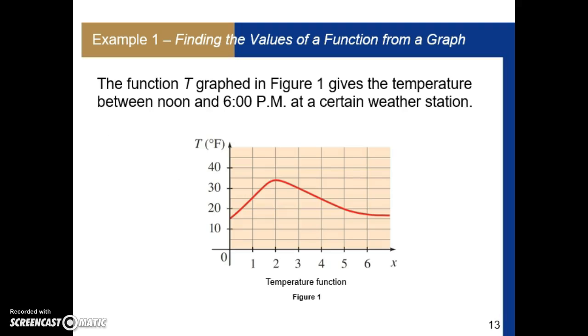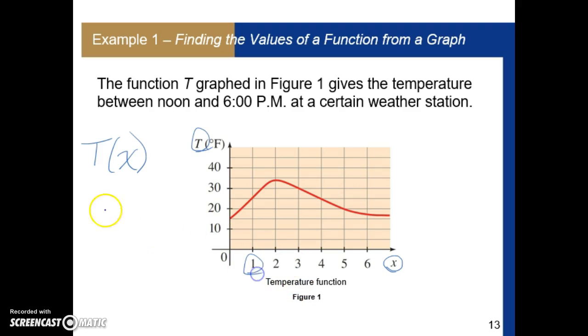All right, so here we have a graph, and we can find inputs and outputs on a graph just as well as we can find it given a function rule. So here is a function t that gives the temperature between noon and 6 p.m. at a certain weather station. Now, some things I want to point out to you. Here is the independent variable. So if I was going to write this in function notation, this is the function t of x.